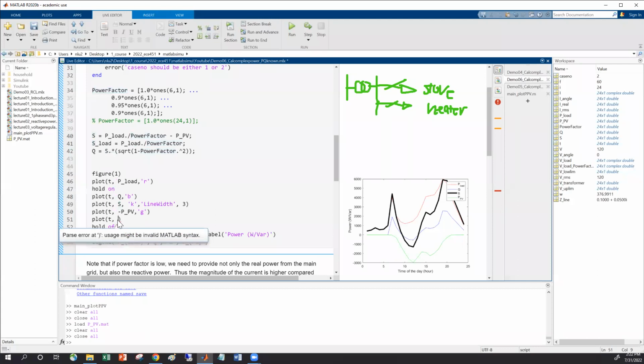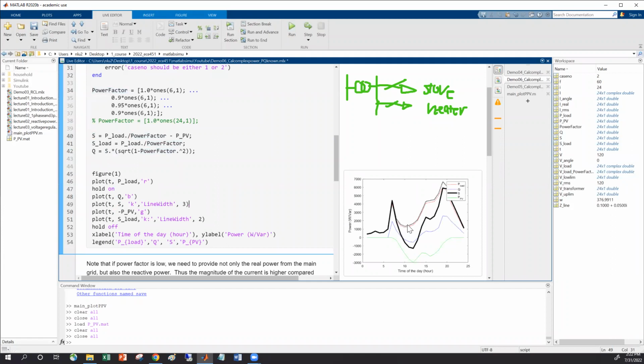Okay, so S load. Let's just use a K, but a dotted sign. Let's put this line width to be, say, 2. Okay, so let's run that again. You can see that this dotted black line is actually the complex power of the load. And this dotted line is the one that, if we don't have a PV on site, what the complex power would be.